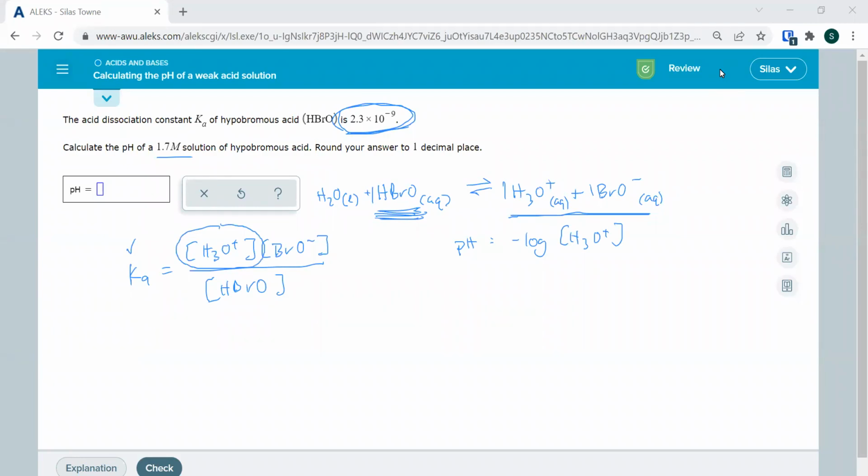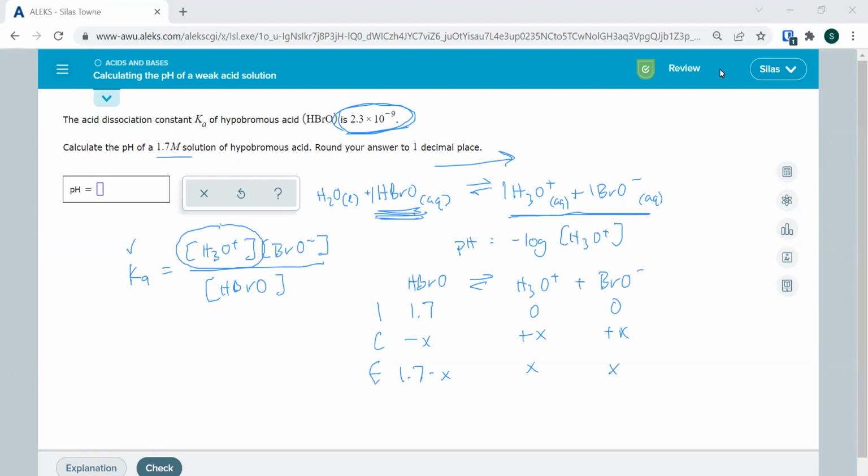Now, how do we get there? Well, this is where we use that ICE table that we've learned about starting with equilibrium. So I'm going to write my ICE table. I'm going to rewrite my equation here. Okay, so I started with 1.7 molar here, 0 of these. So it's going to shift to the right. So I'm going to plus X here, and I'm going to minus X. So now I can start filling in my table.